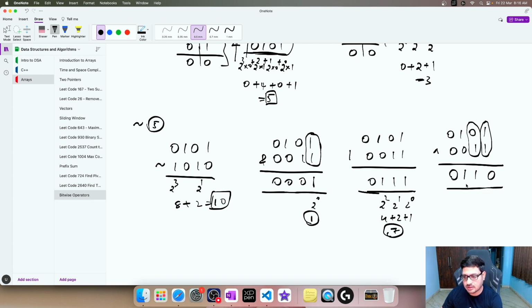So what is the decimal number of this? This is 2 power 2, 2 power 1. So 4 plus 2 is 6. So the XOR of 5 and 3 is 6. Okay.